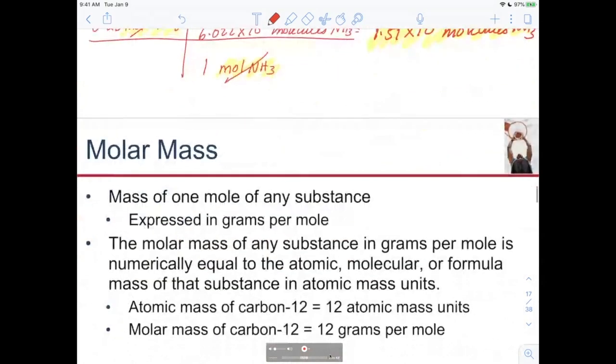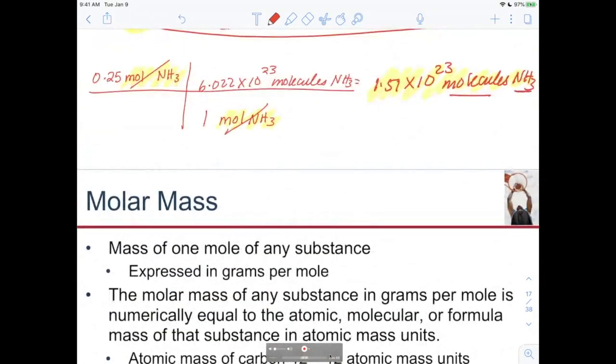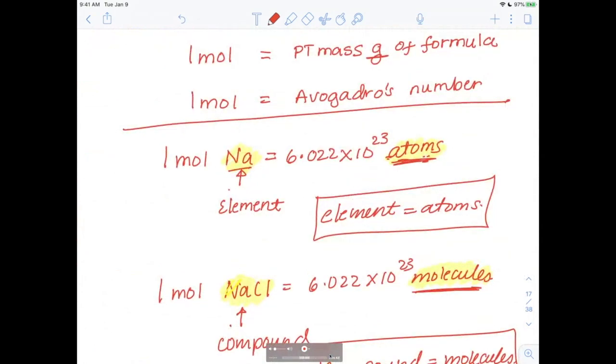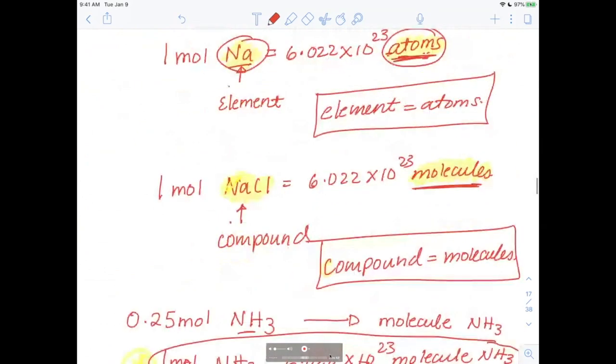We have talked about how molecule goes with compound versus atom goes with element, right? So these words matter. It took me a while actually to recognize the connection.